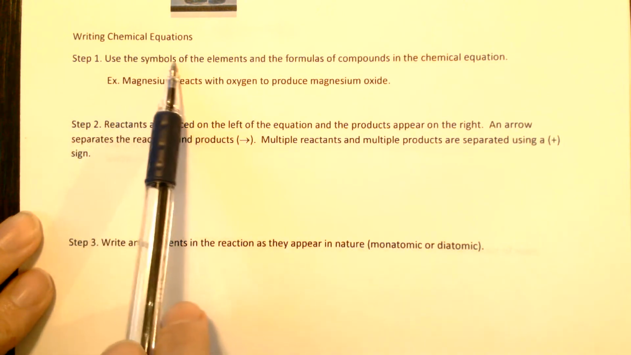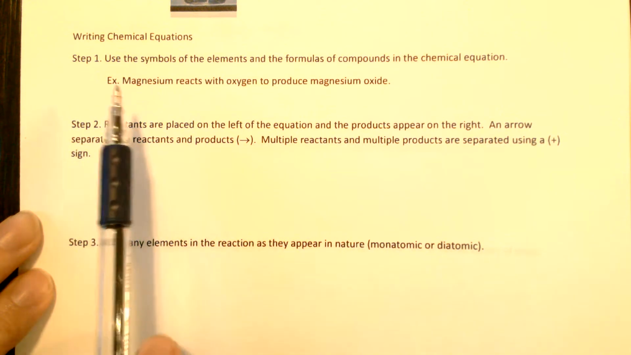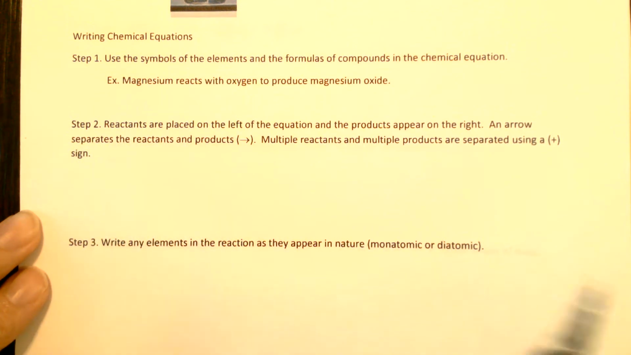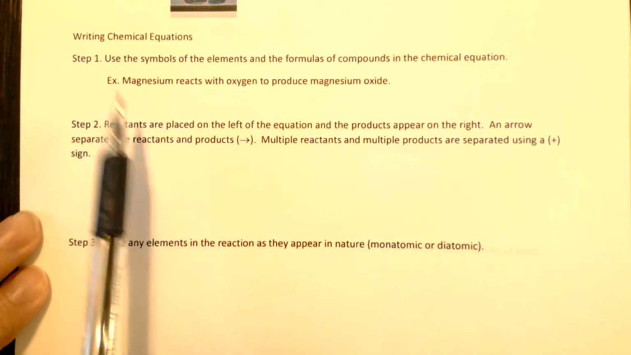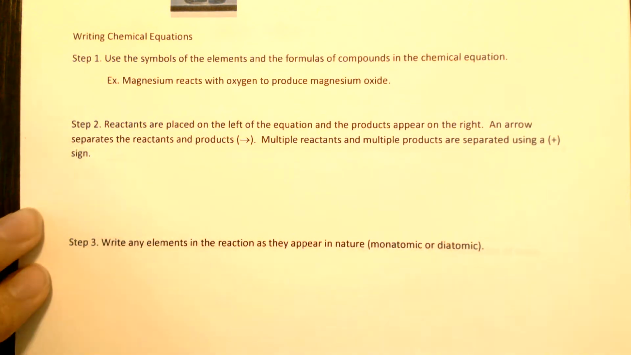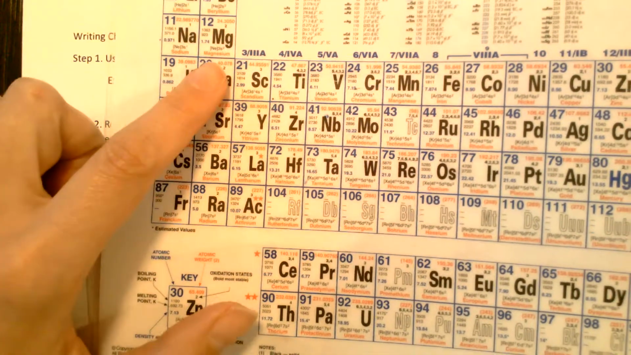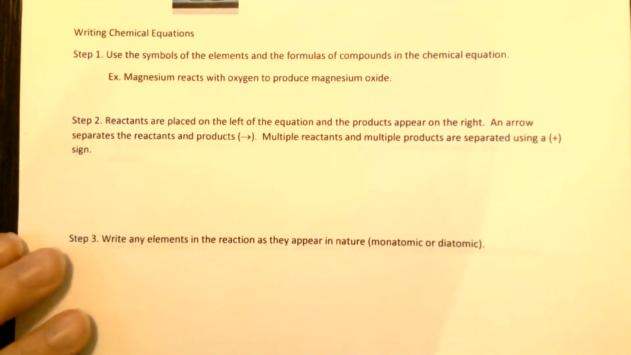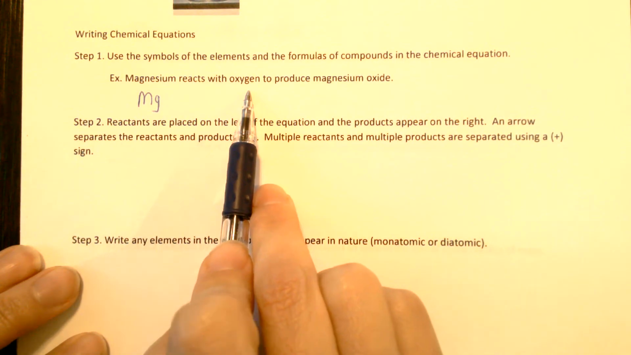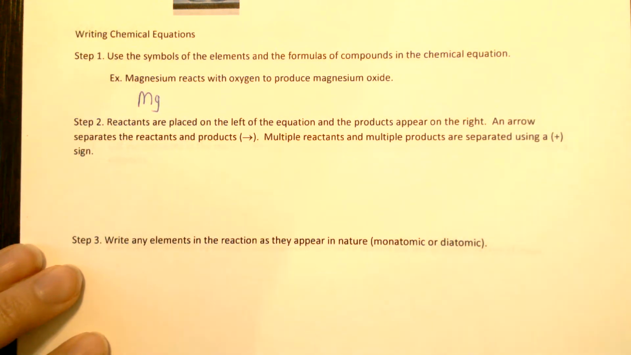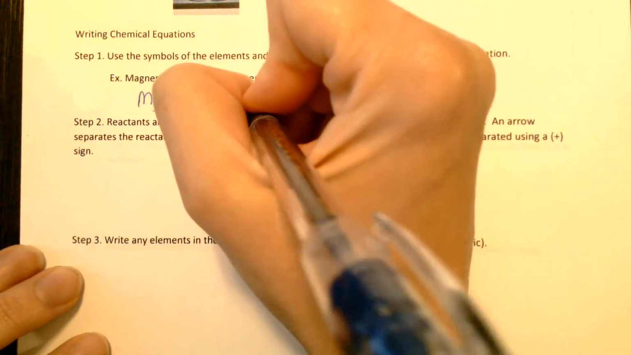Step 1, we're going to use the symbols of the elements and formulas of compounds in the chemical equation. Our example that we're going to go through as we talk about these steps is magnesium reacts with oxygen to produce magnesium oxide. So I'm going to look up magnesium on the periodic table. Magnesium is here, so we're just going to write it as Mg. Oxygen, we look at the periodic table. Oxygen is right here. Oxygen is O. So we'll have our O there.